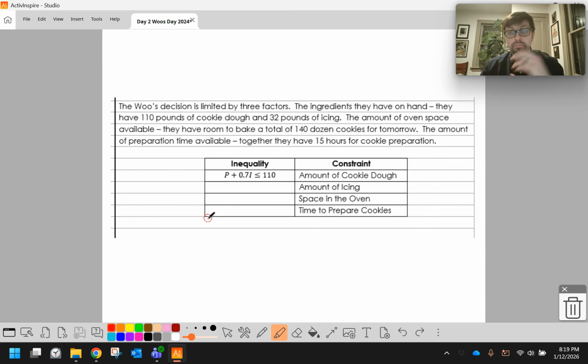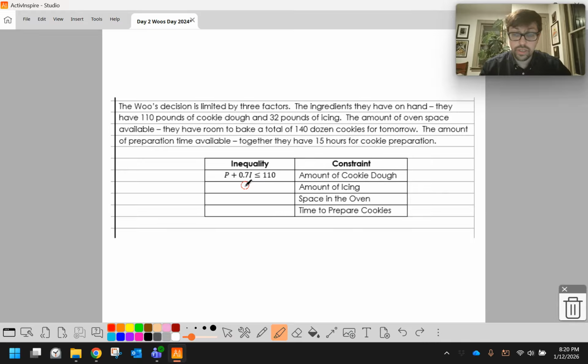We need to put these into some equations so we can get an idea of how they're limited by their icing, their oven, and their time to cook. So I've already done the amount of cookie dough. They have 110 pounds of cookie dough. Each dozen plain cookies takes 1 pound of cookie dough, so it's kind of like a 1p. So I'm going to have p represent a dozen plain cookies, and i represent a dozen iced cookies. And each dozen iced cookies take 0.7 pounds of cookie dough, because they got the icing on top just to even them out with the plain cookies.